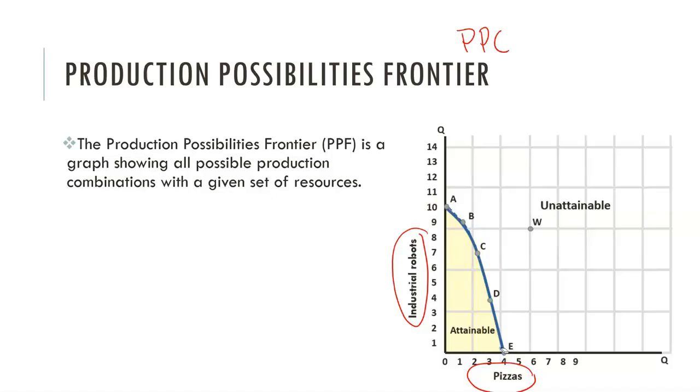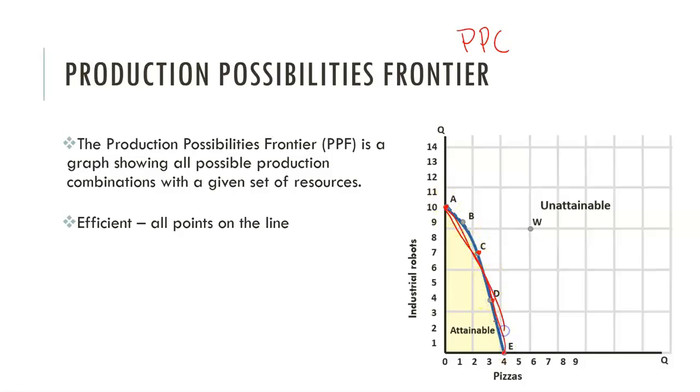So this does not tell you what they actually end up producing. It just tells you, with their set of current resources, the amount of labor they have in the economy, the amount of machinery and factory, natural resources, this is everything that they're capable of producing. All points on this line are considered efficient. So it does not matter if we're at point A, we're using all of our resources for robots, we're not making any pizza, or we're at point E, where we're using all of our resources for pizza, nothing for robots. Those are both efficient points, or combinations in between. So anything on this line is considered efficient.